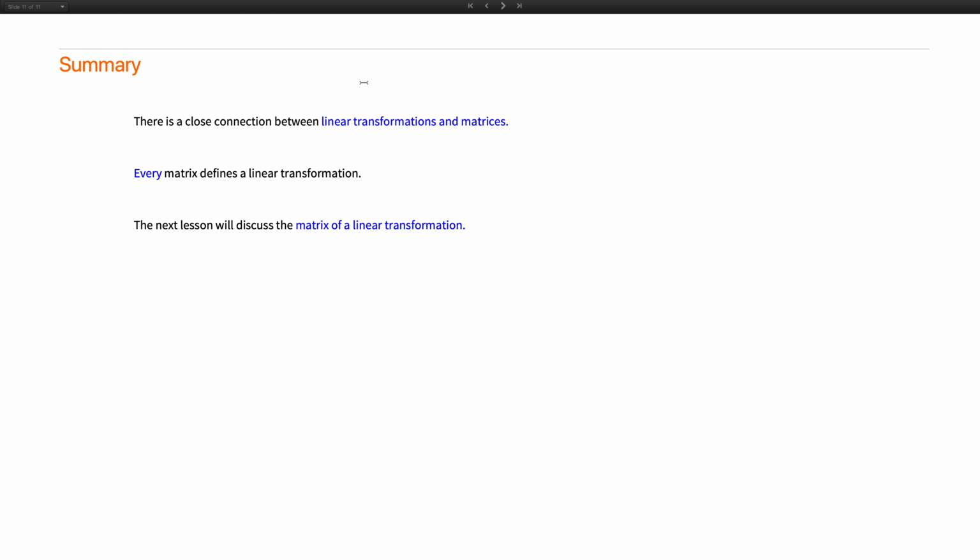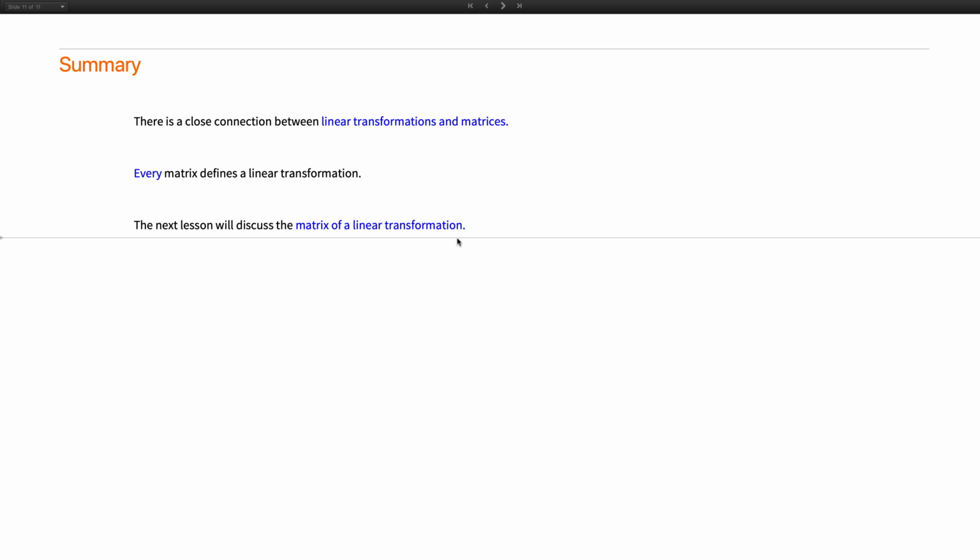Okay, so that brings me to the end of the lesson, and there are just 3 points to take away from here. The first point is that there is a close connection between linear transformations and matrices. In fact, every matrix will define for you a linear transformation. But the question is, how about the converse? Well, if you have a linear transformation, then can you define its matrix or not? And that's the topic of the next lesson, which will be about the matrix of a linear transformation.